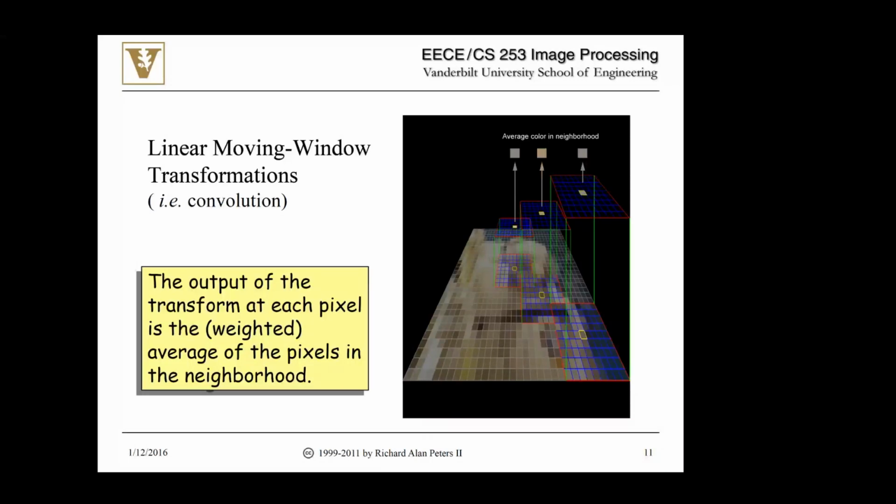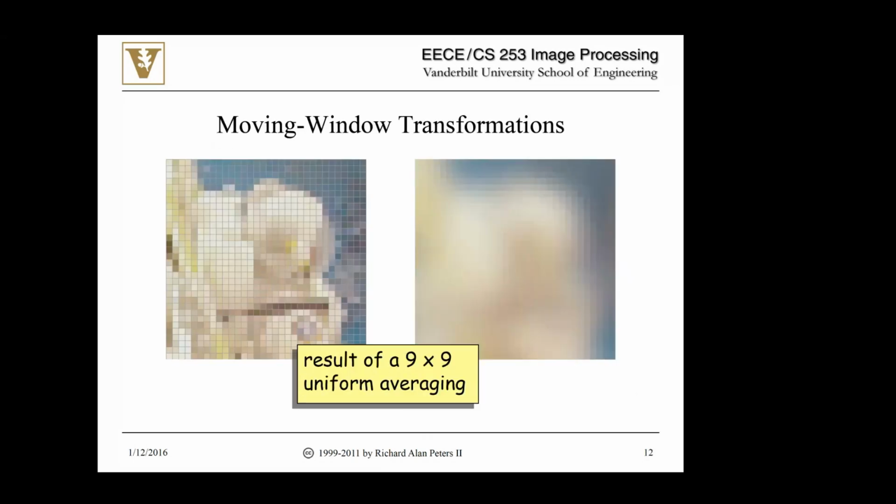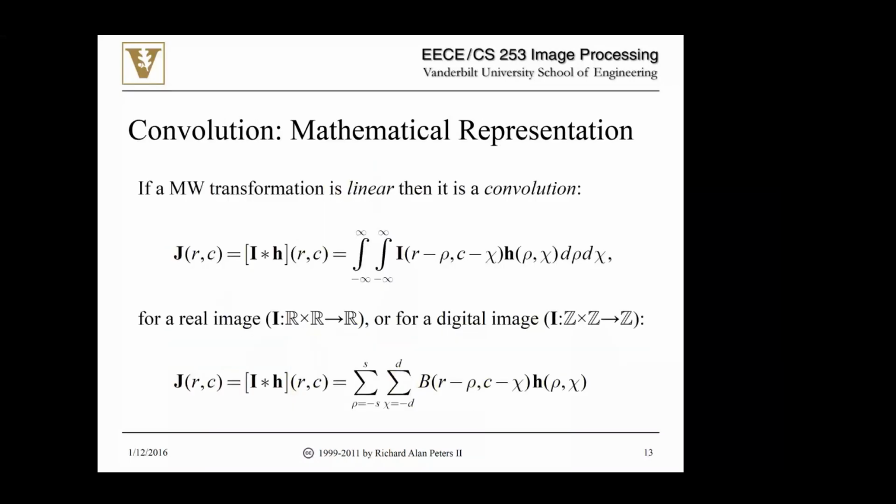If it is a linear transformation, you have some results here. So you have a 9 by 9 region that is moving, and for every region, you compute the average, that is what you put there. So this would be the result. And one of those is the convolution. So let's see the convolution.